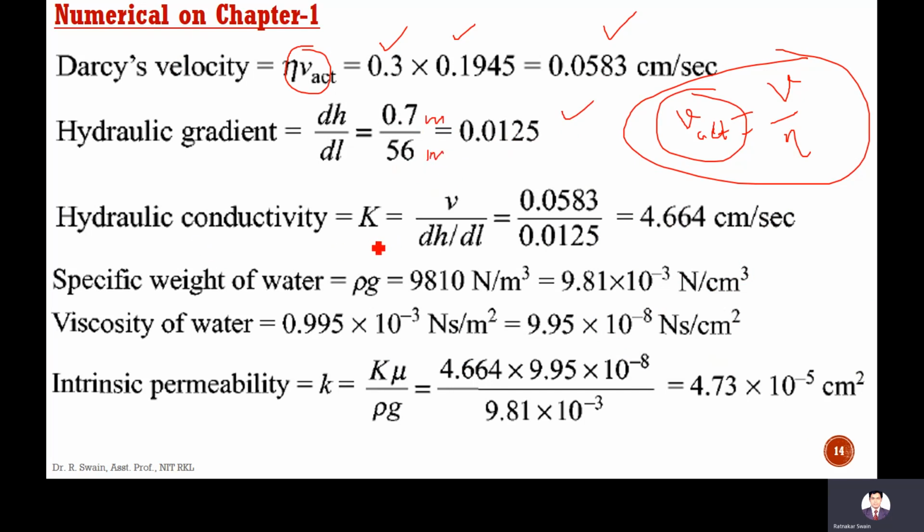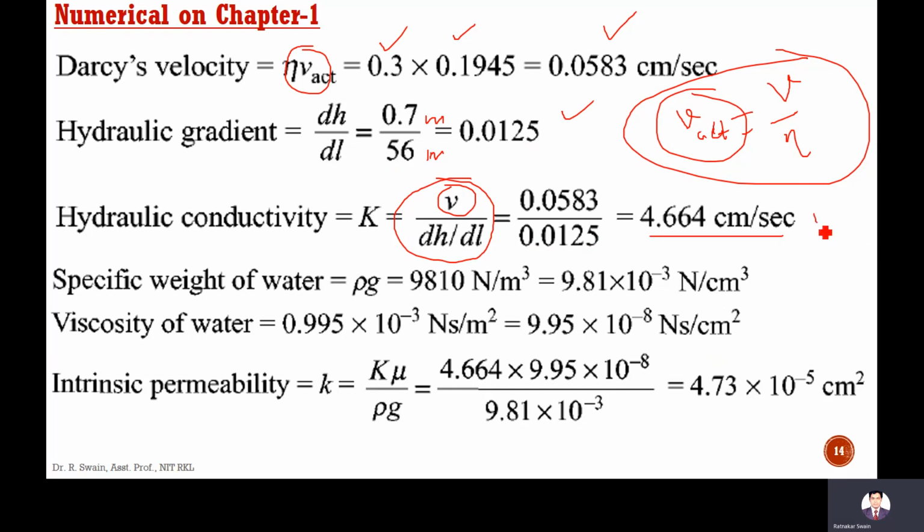Hydraulic conductivity is K. Using this Darcy's equation, we can put K equals Darcy's velocity divided by ds by dl, the hydraulic gradient, which is equal to 0.0583 divided by 0.0125, which is equal to 4.664 cm per second.